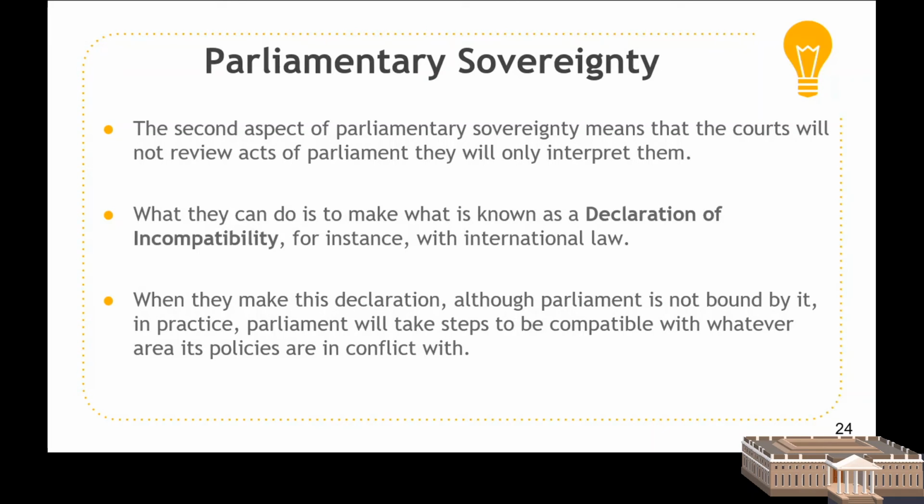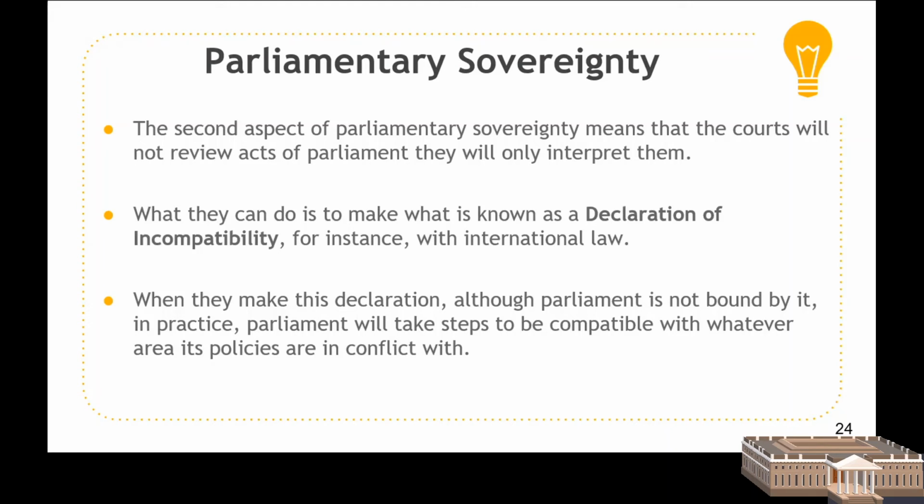So we just looked at the first aspect of parliamentary sovereignty, and we talked about it being a relationship between the courts and the acts of Parliament. Okay? Second aspect. Parliamentary sovereignty also means that the courts will not review the acts of Parliament. Remember, we said they must give legal effect to them, right? They will not review them, they will only interpret them. What they can do, however, is a declaration of incompatibility, for instance, with international law.